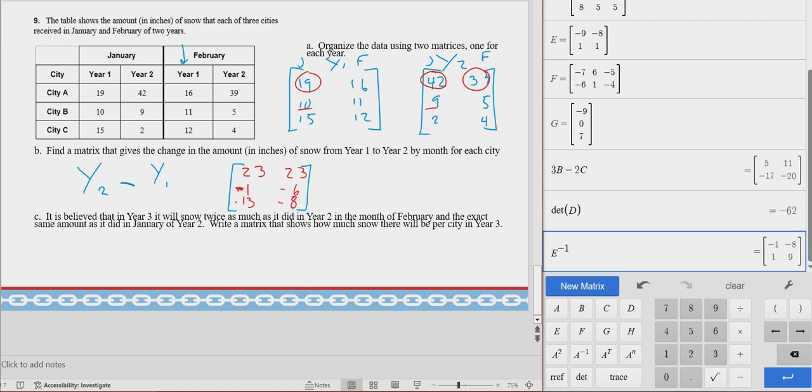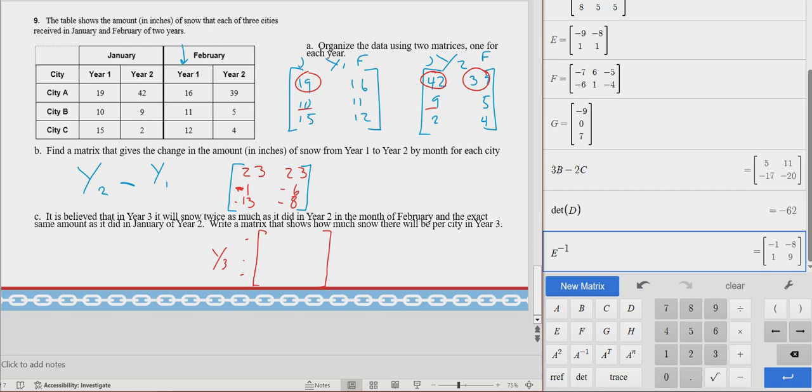Then it says it is believed that in year 3 it will snow twice as much as it did in year 2 in the month of February, and the exact same as it did in January of year 2. Write a matrix that will show snowfall per city for year 3. Right, so this is our year 3 matrix here. We have our 3 cities, A, B, C. We're going to have 3 rows and still 2 columns, a January and a February.